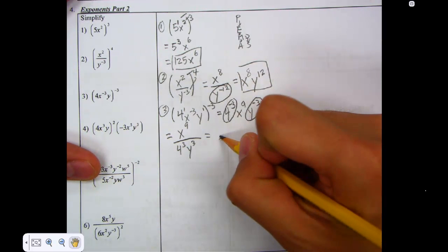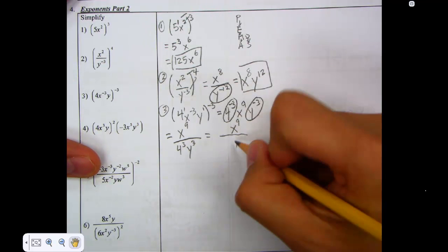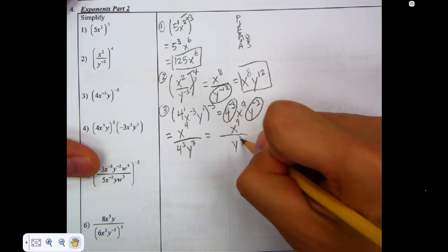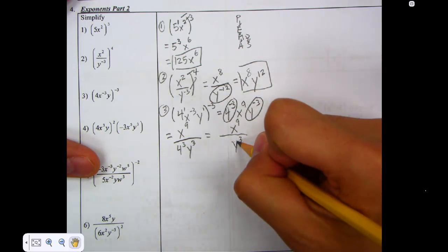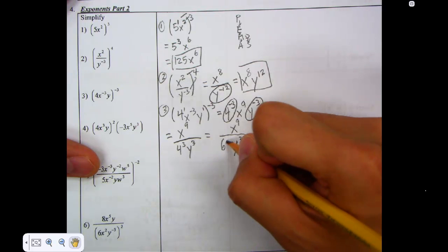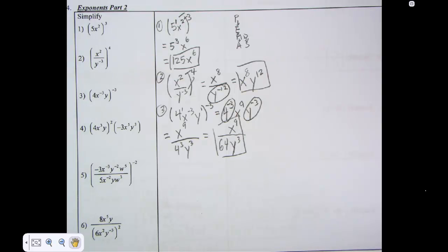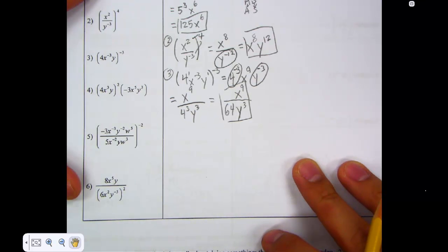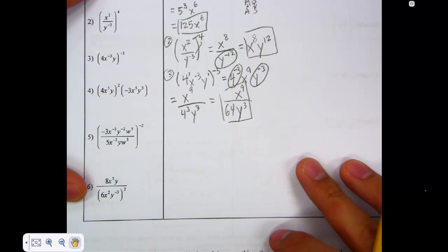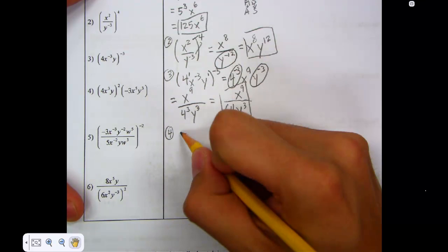Almost done here. The x's I can't do anything, so I'm going to leave alone. The y's I can't do anything. And 4 to the third power, 4 times 4 is 16, times 4 is 64. And that's our answer. Okay, moving on to example 4. I'm going to copy the problem.